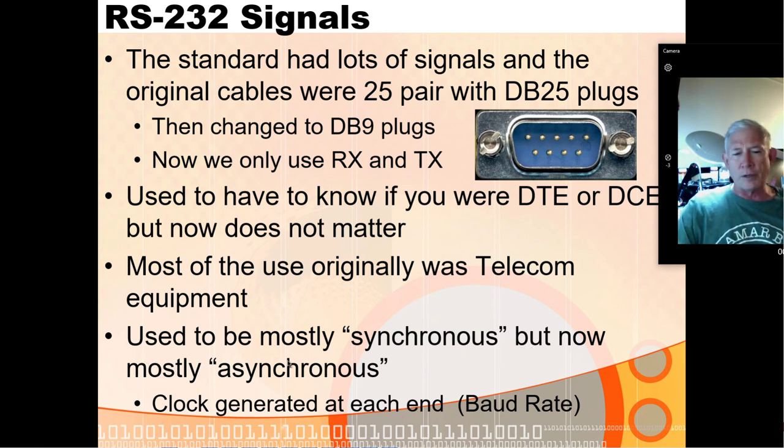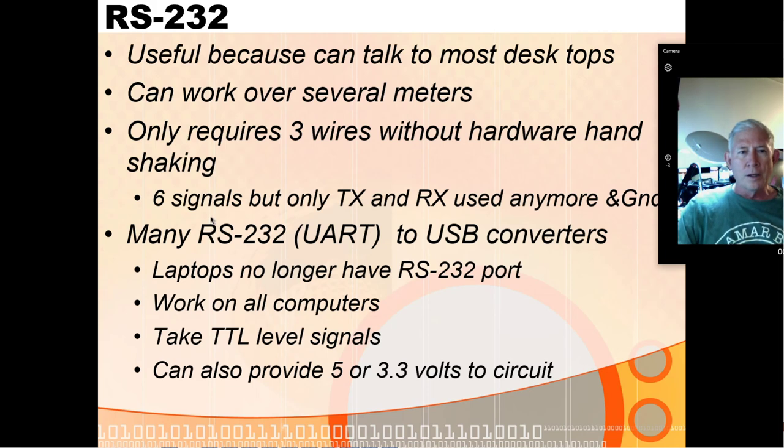almost everything's asynchronous. In the asynchronous mode, you generate clocks at both ends of the line. Whereas in synchronous mode, only one of the devices generates the clock, and the other one needs the clock and the data both. All right, so the one advantage of RS-232 was that you could go over a fairly long distance because it used these higher voltages, plus or minus 15 volts.